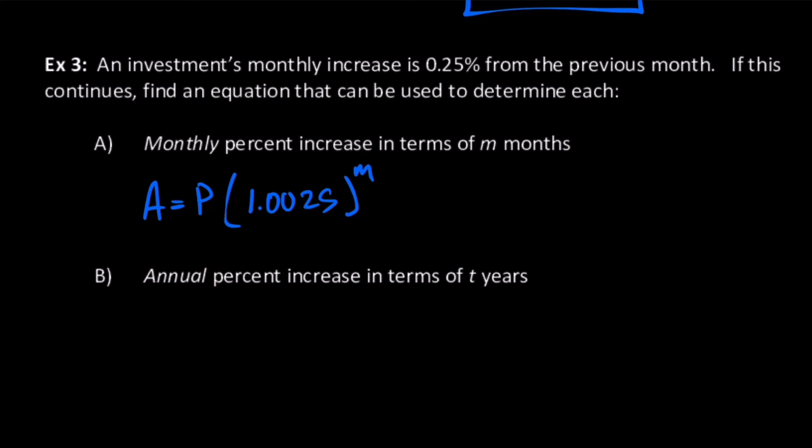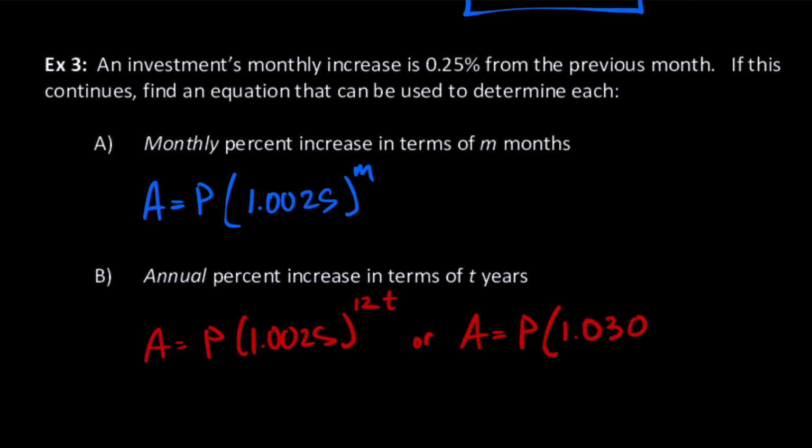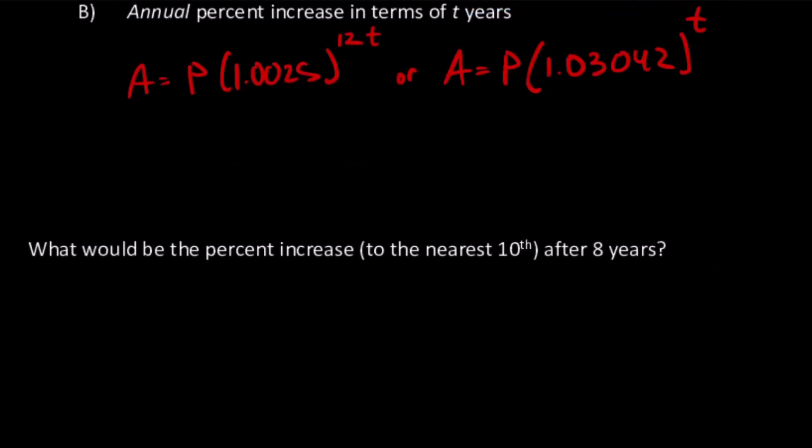So what I'll do now is I'll take this function that I have up above, take my variable and multiply it by 12. They just want you to change the name of the variable to t in this case. Or let's bring the 12 inside. That is a equals principal times 1.03042 to the t.